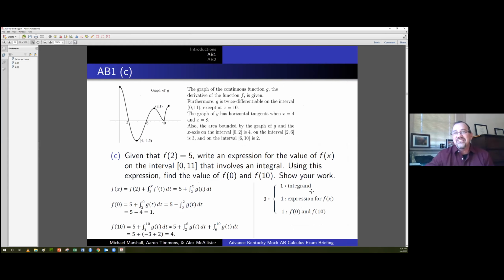And so our first point is going to be a more conceptual look at an integrand. Do they understand that part of the fundamental theorem? And then the second point is do they have a correct expression for f of x? And then the rest of the question says to use that expression to find the values of f of 0 and f of 10 and show your work. There's a whole lot of work over there on the left showing what it takes to get to f of 0 and f of 10. There are shorter versions, and we'll talk about how shorter versions of that can still earn points.